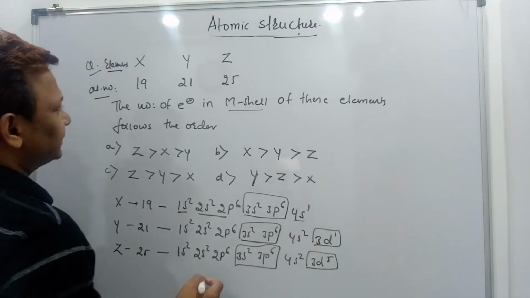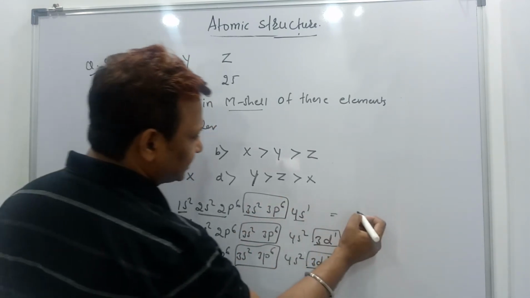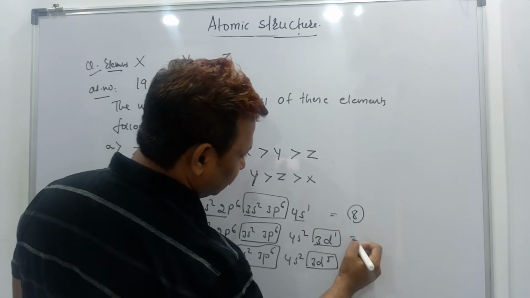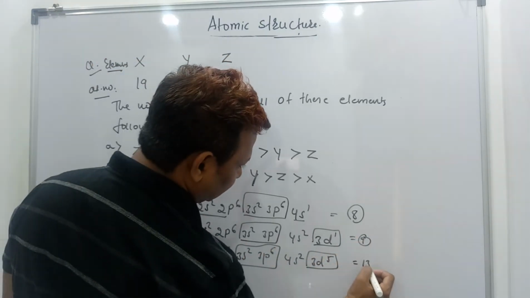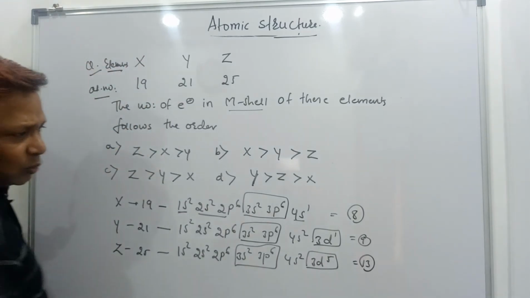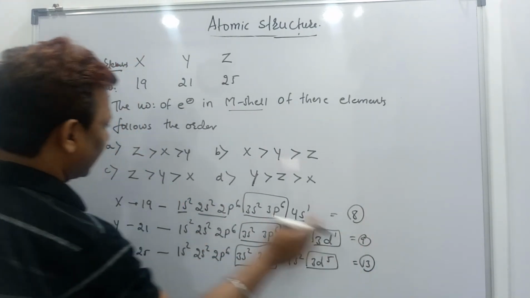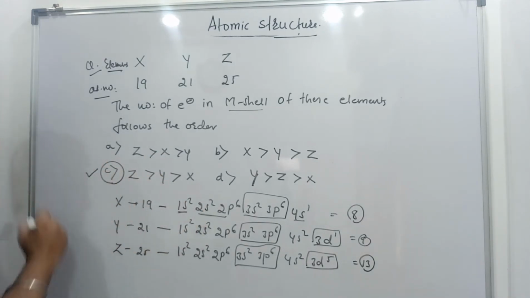So now he is asking the number of electrons. In this one, how many electrons are there? 2 plus 6, 8 electrons. 2 plus 6 plus 1, 9 electrons. 6 plus 2, 8, 8 plus 5, 13 electrons. So which has the most electrons? Z. Next to it, Y. Then X. The answer is C, the third option. Note down this one.